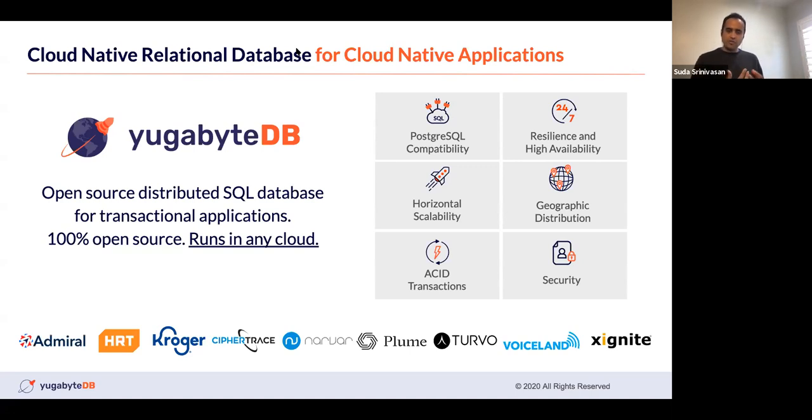Under the hood, YugabyteDB is a distributed database. It's built for resilience, high availability, horizontal scalability, and geo-distribution. So you get all the goodness of a relational database: ACID transactions, distributed ACID transactions, and all the relational semantics. But you also get the resilience, scale, high availability and geo-distribution of a cloud-native architecture. That is YugabyteDB in a nutshell.